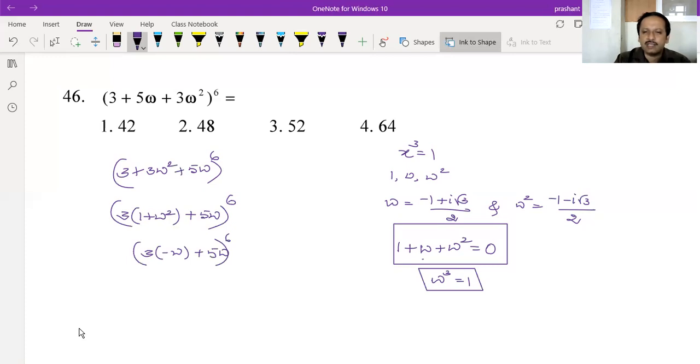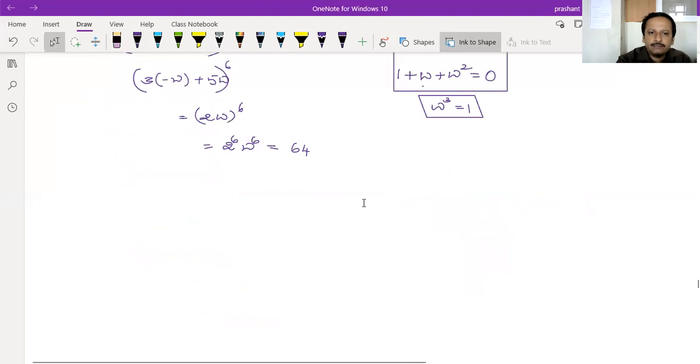So this is minus 3 omega plus 5 omega. That will give you 2 omega whole power 6. That's equal to 2 power 6 into omega power 6. 2 power 6 is 64 and omega power 6 is 1 only, because omega cube is 1. Omega power 6 is nothing but omega cube whole square. So 1 square, that will be equal to 1. So the answer is 64, which is the fourth option.